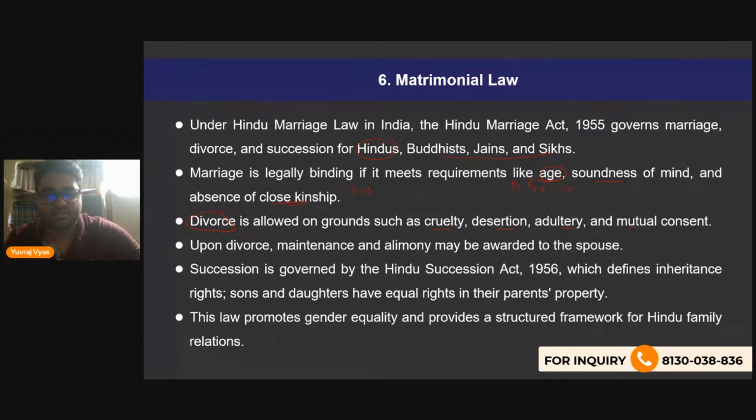Upon divorce, maintenance and alimony may be awarded to the spouse. Okay, so this is gender neutral. If the cruelty is by the husband or the wife, whichever party, you can get a divorce. It is gender neutral. Succession is governed by the Hindu Succession Act 1956, which defines inheritance rights. Sons and daughters have equal rights in their parents' property. After the 2005 amendment, even daughters have got an equal share with the sons. Earlier, only the sons had the right. Now, daughters also share the rights equally, as if they are treated as males. This law promotes gender equality and provides a structural framework for Hindu family relations.